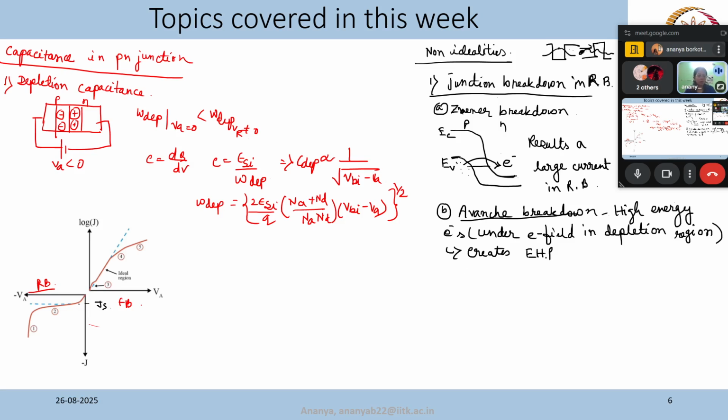Now once one electron and hole pair is generated, that electron will again hit another lattice atom and create another electron and hole pair, and overall there will be a lot of electrons and holes. Those are under the electric field and will move, and overall there will be a large current, and that is known as avalanche breakdown. Okay, these are undesirable. So that leads to a large current in this region.